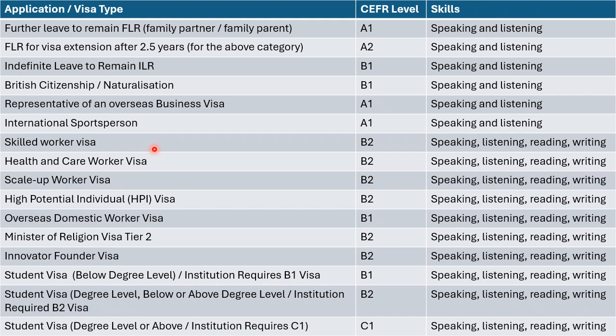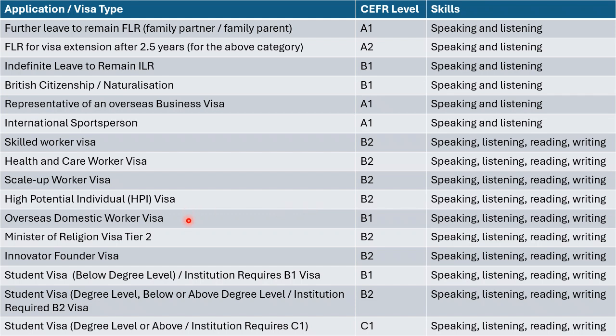So skilled worker visa, this used to be B1 before, but now it is B2, and you have to do speaking, listening, reading, and writing, which means all 4 skills. Okay, this has tightened. This is now tough. If you are on a health or care worker visa, like a nurse, or you work in the care homes or as a social worker, that would be B2 again, and you have to do all 4 skills: reading, writing, speaking, and listening. If you are applying for a scale-up worker visa, then B2 with 4 skills. If you are applying for a high potential individual HPI visa, you are applying for B2 and all 4 skills.